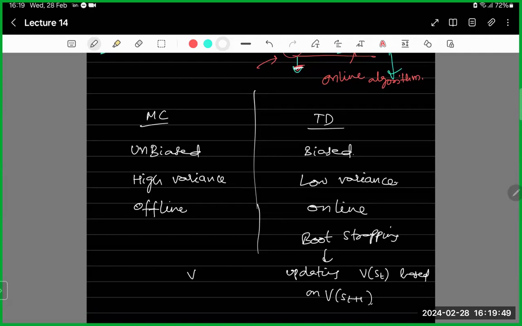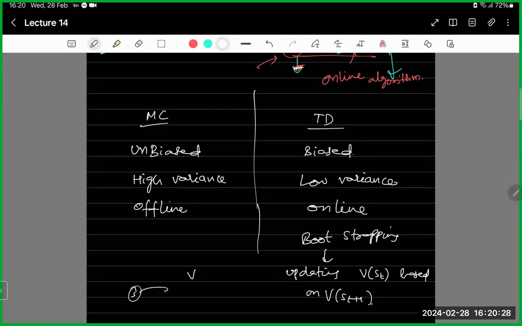Okay. But in Monte Carlo, there is no such bootstrapping. To estimate the value of a particular state, you never look at the value of some other state. You just start from that state and see what total return you get, and based on that, you update your value. If you know the value of some other state, you are not using that in any way in the Monte Carlo update rule, right? So let's say you know the values of some other states, but you are not using that information to update the value of a particular state. Are you understanding what I'm saying?